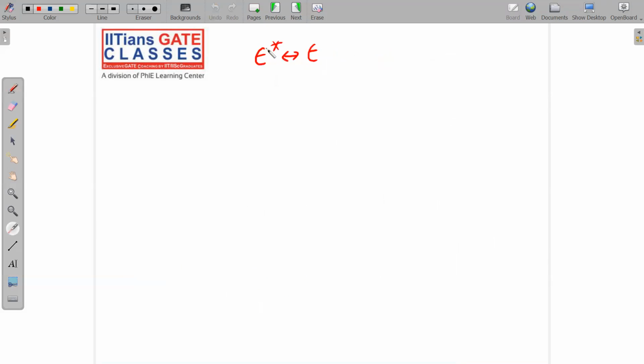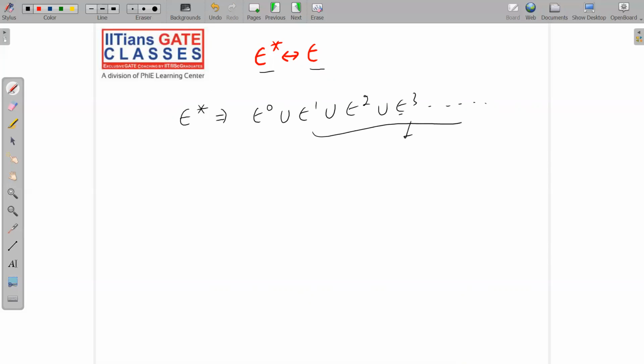Okay. Next is null star is equivalent to null. Is it true or false? Yes, obviously. Null star means what? Expand it. So it will represent the language null power 0 union null power 1 union null power 2 union null power 3, dot dot dot. Now you already know that everything is null only. Null power 3 is null dot null dot null, that is nothing but null only.